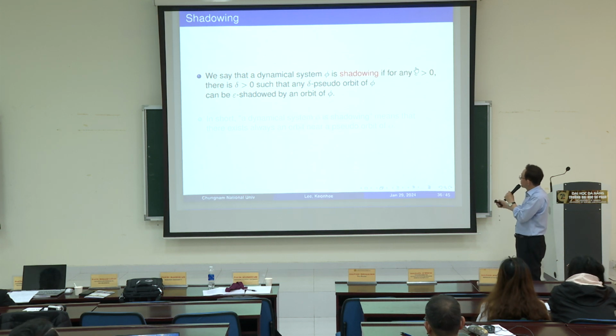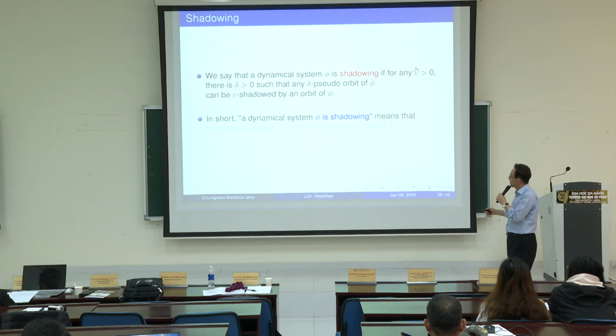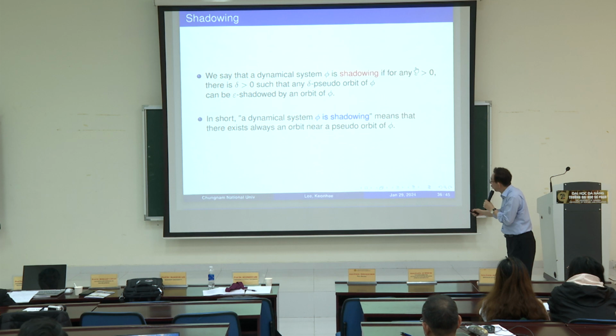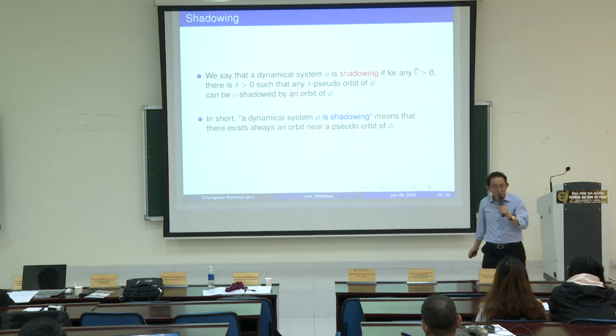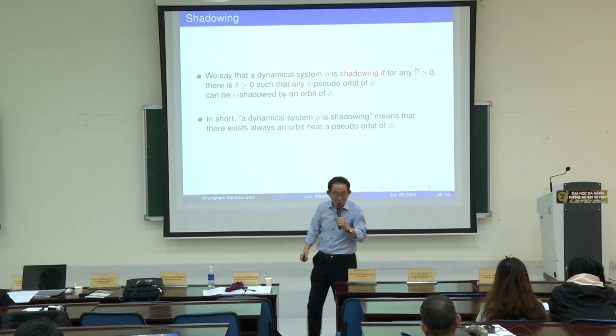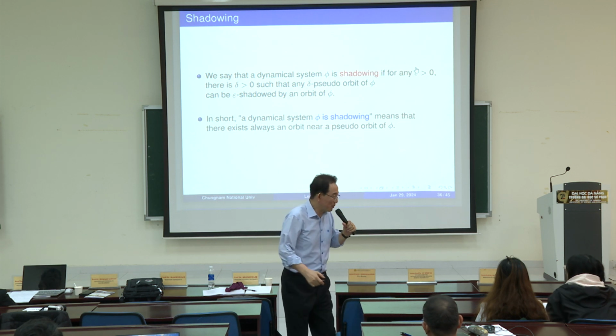We say that the dynamical system has shadowing if for any epsilon there is delta. A dynamical shadow means there is always the orbit. What is orbit? What is orbit? Abstract concept of what? Abstract concept of?